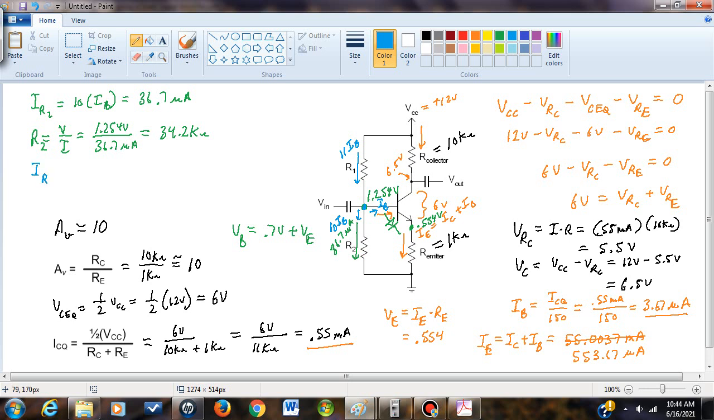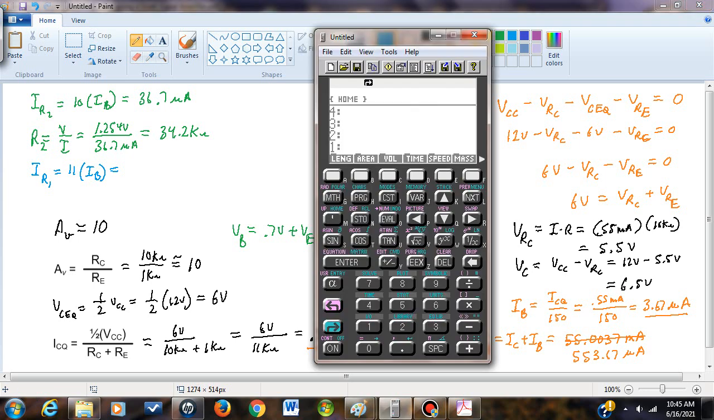Well, that would be IR1. So the current flowing through resistor number 1 is going to be 11 IB, so 11 times IB. And that's going to be equal to IB, which is 3.67 microamps, times 11. And that comes out to about 40.37 microamps.